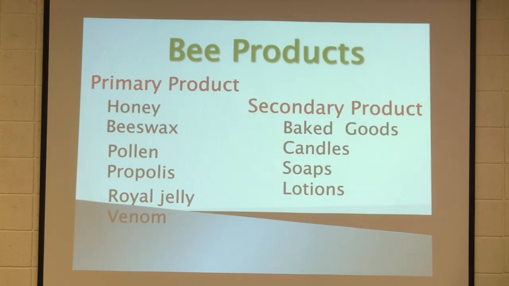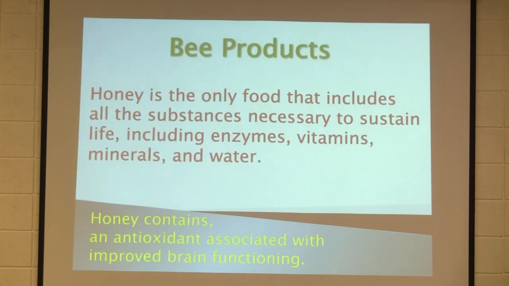Some of the bee products, I'm sure, are honey, beeswax, pollen, propolis, royal jelly, and venom. Propolis is what they use to make their hives airtight in the wintertime. And it's very sticky, and it's used a lot in glues. And also it's very nutritious. The secondary products, of course, are baked goods, candles, soaps, and lotions.